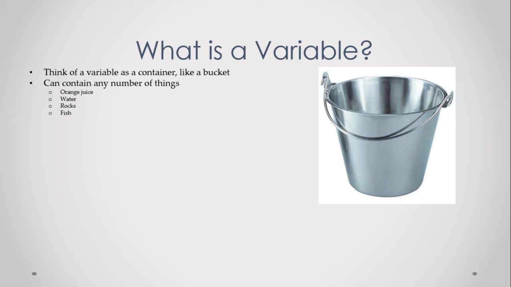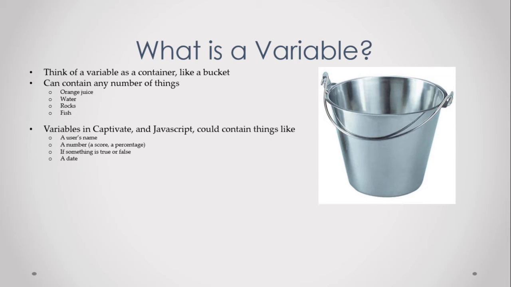The point is that if you have the bucket, if you can grab that handle on the bucket, you can get at any of the contents that is in the bucket. And so it's the same thing with variables. If you know the name of a variable, then you can get at the content that is contained within that variable. So variables in Captivate and JavaScript could contain things like a user's name, perhaps, a number that could be a score maybe, or a percentage that they got on a quiz. You could create a flag that says if something is true or false. You could contain something like a date, perhaps.